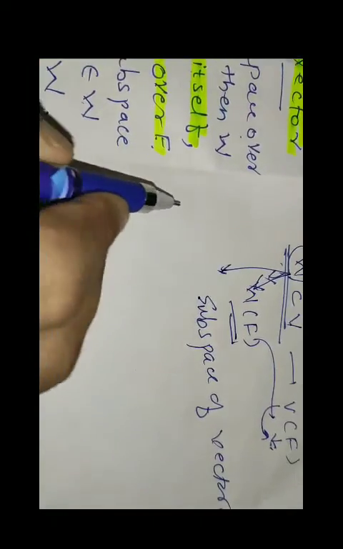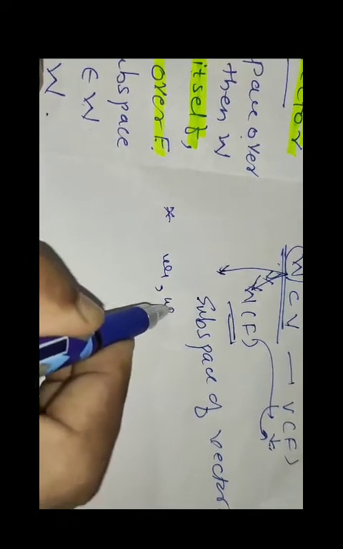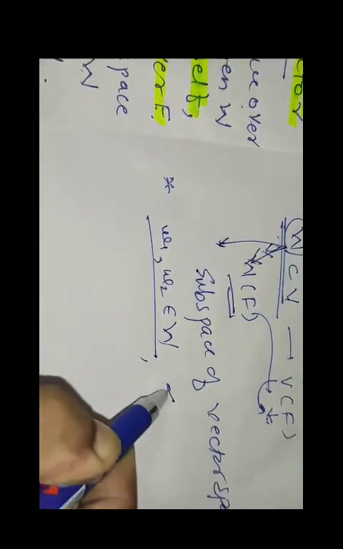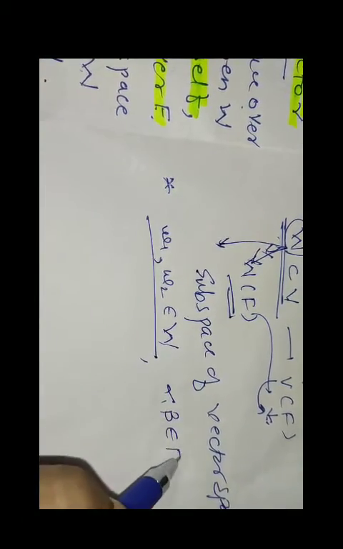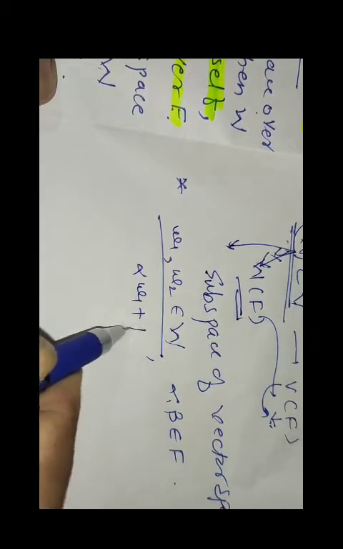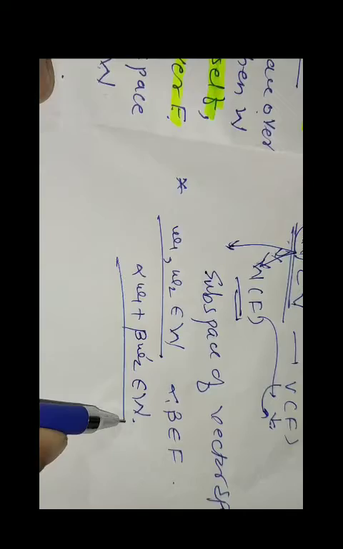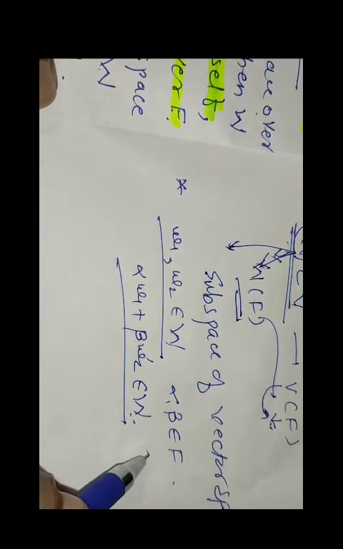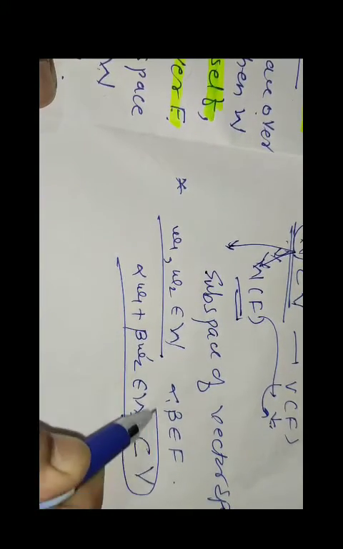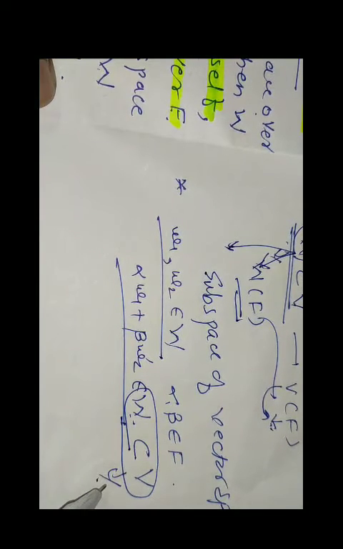Or the other, equivalent definition: if we choose any two elements of W, and alpha, beta are any two elements of the field F, then if we form alpha omega 1 plus beta omega 2, this element must be contained in W. Then this W is called a subspace of vector space V.